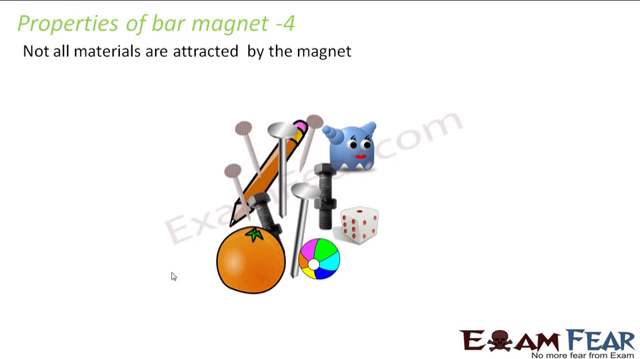Fourth property, not all materials are attracted by the magnet. This is also a very important property. Many of us may think that, okay, if a magnet has some property by which it can attract objects, then it should attract everything.